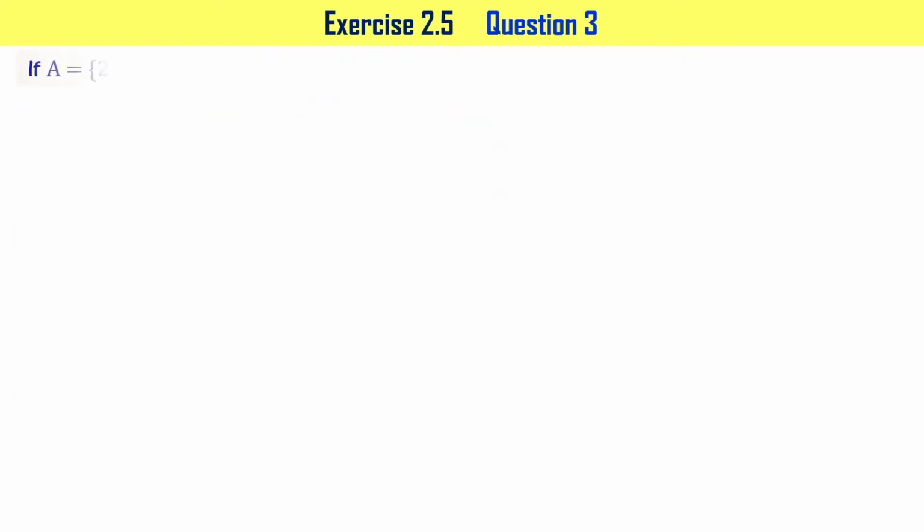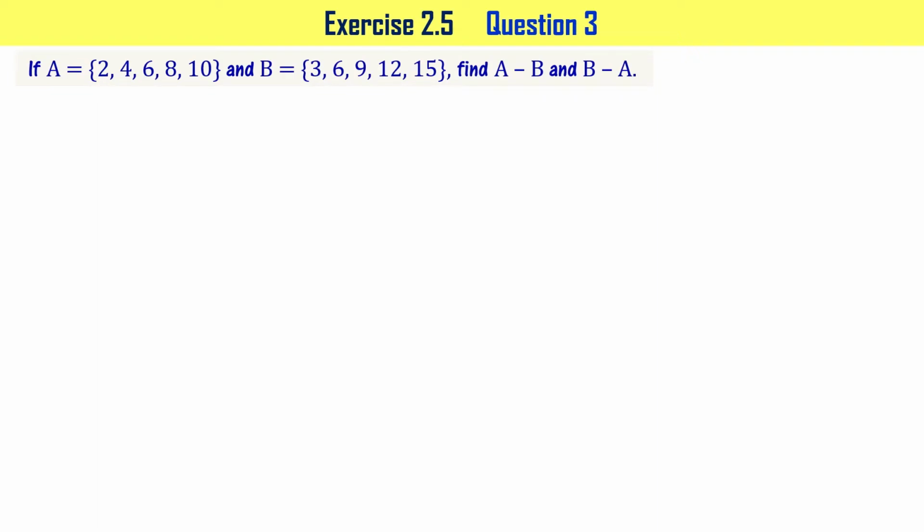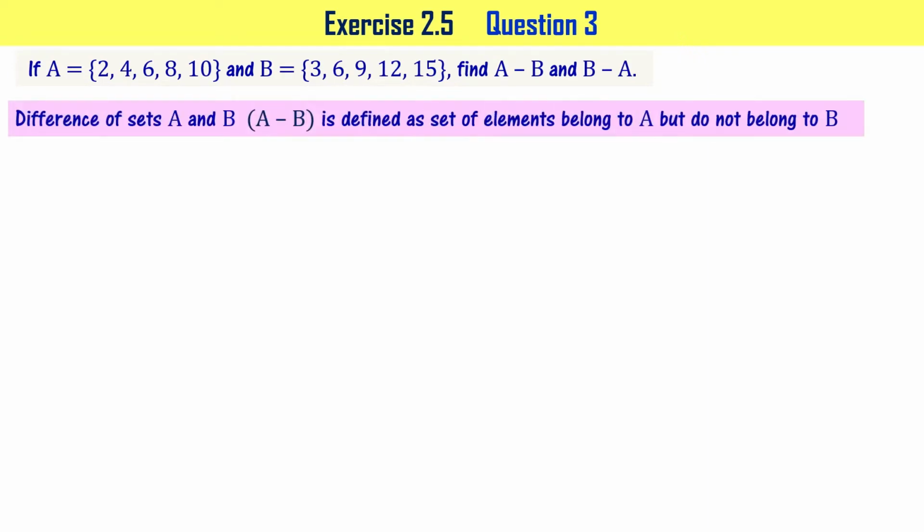Question number 3 is, if A is a set of elements 2, 4, 6, 8, and 10, and B is a set of elements 3, 6, 9, 12, and 15, then find A minus B and B minus A. The difference of sets A and B, that is denoted as A minus B, is defined as a set of elements that belong to A but not to B. Please note this. A minus B is a set of elements that belong to A but not to B.